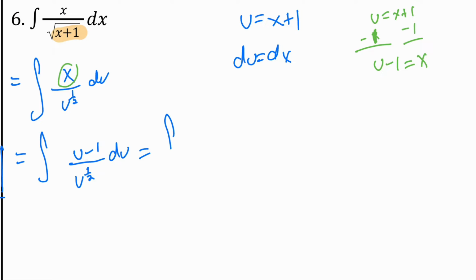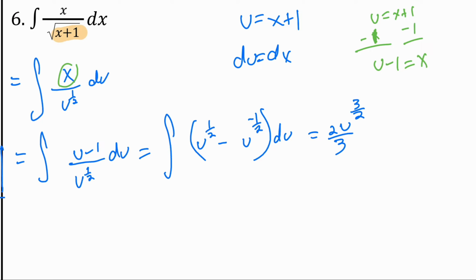So I could say, well, this is just equal to the integral of u over u to the 1/2, which would be u to the 1/2 power, minus 1 over u to the 1/2, which would be u to the negative 1/2 power, du. And as we integrate this, we would end up with u to the 3/2, and then since we divide that by the new exponent, same as multiplying by the reciprocal, minus u to the 1/2, positive 1/2, divided by 1/2, or times 2, plus c.